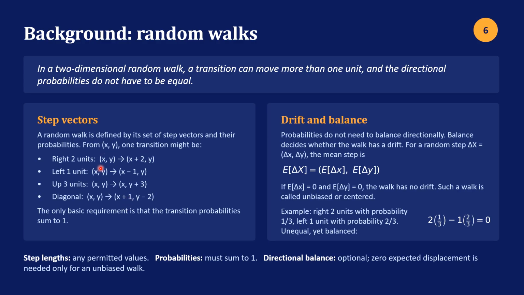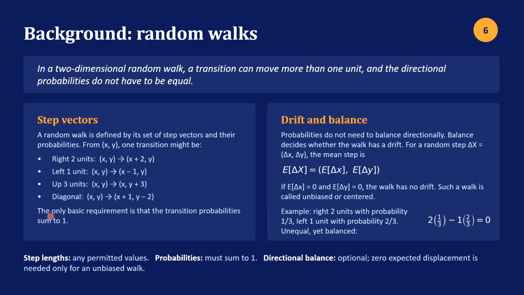These are just examples. So you can move from xy to x plus 2y, so that would be 2 units to the right, or you could go 1 unit to the left. You'd be going from here to here, or up 3 units. Y is the up and down. Or you could go diagonally, but that would involve going along the grid. So you would go right 1 unit and down 2 units in this case here. The only basic requirement is that the transition probabilities sum to 1.